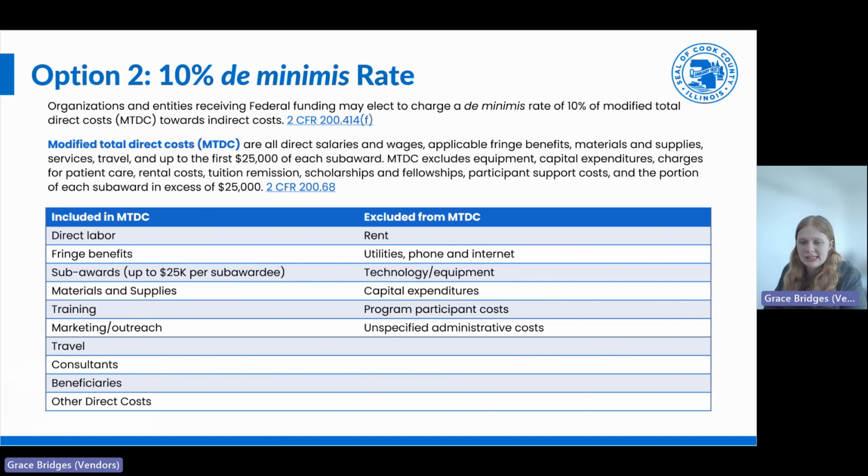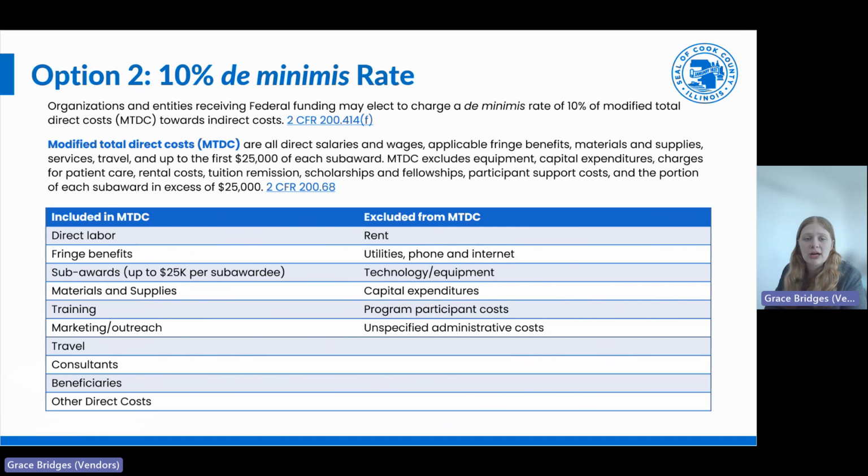On the next slide, we'll go through an example, but for now, this slide details exactly what is included and excluded from the MTDC. So reading from the top, modified total direct costs are all direct salaries and wages, applicable fringe benefits, materials and supplies, services, travel, and up to the first $25,000 of each subaward. But MTDC excludes equipment, capital expenditures, charges for patient care, rental costs, tuition remission, scholarships and fellowships, participant support costs, and the portion of each subaward in excess of $25,000.